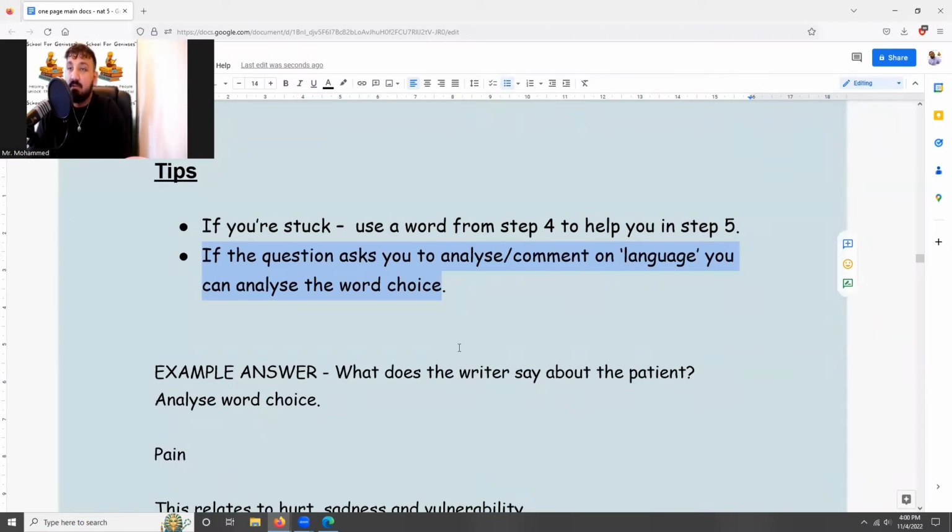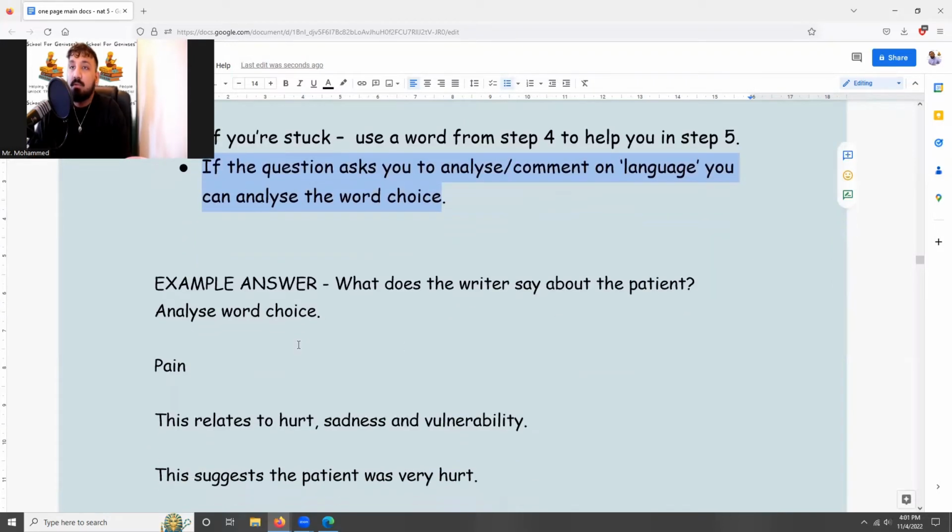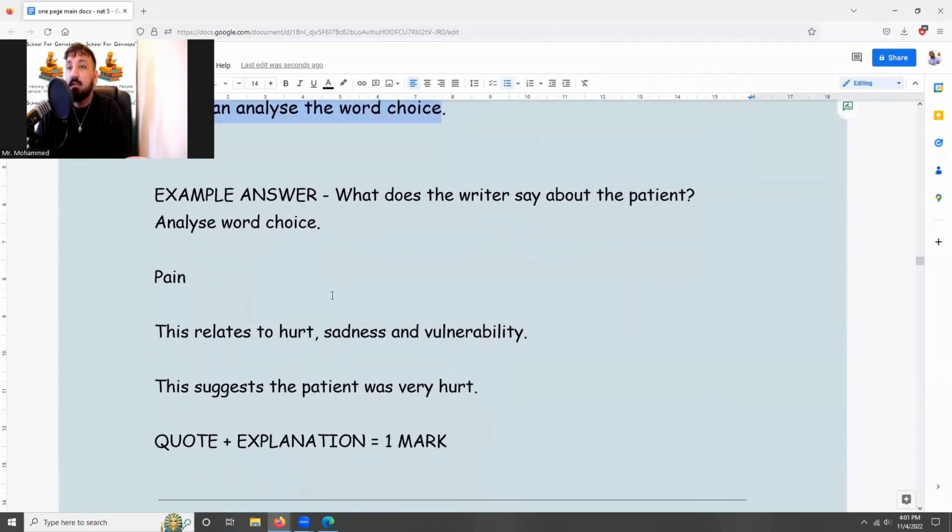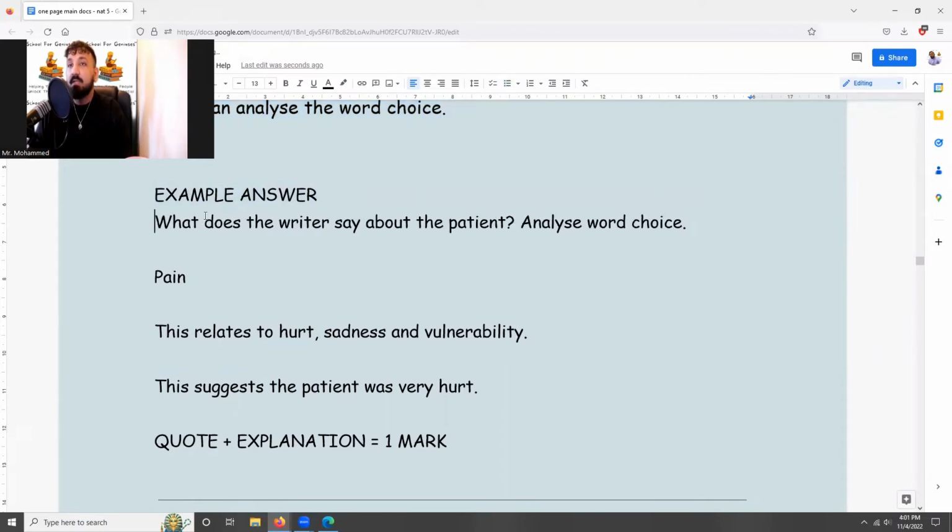Now, I'd recommend that you do that because it is the easiest thing to analyze. So if it asks you to comment on language or analyze language, analyze the word choice. Okay. So now what I'm going to do is give you an example answer. So make that your next heading, example answer. Okay, here is your question.